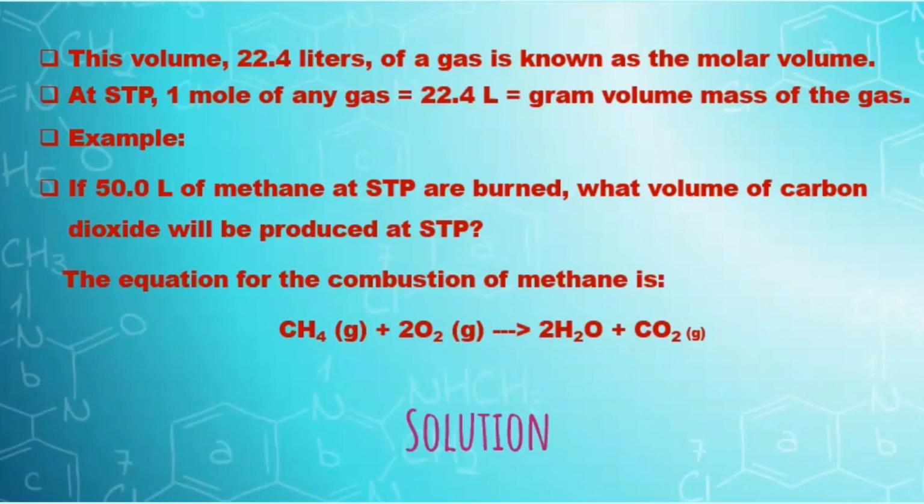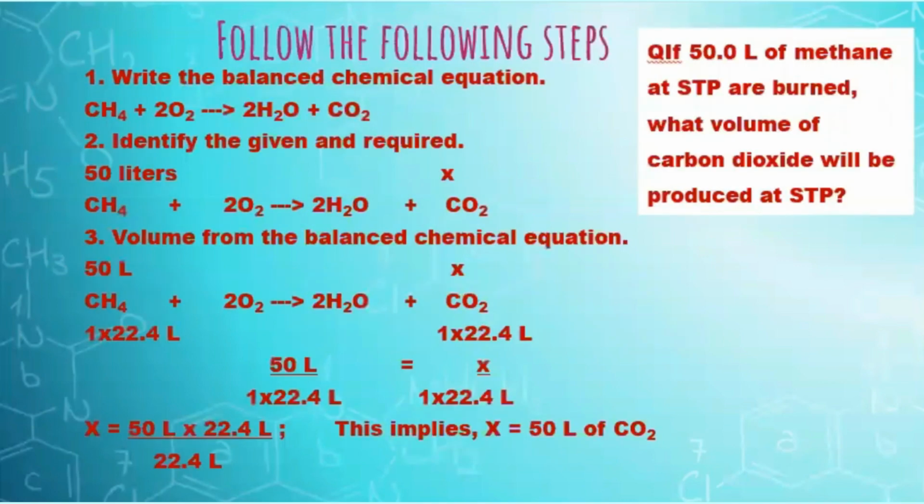For example, if 50 liters of methane at standard temperature and pressure are burned, what volume of carbon dioxide will be produced at standard temperature and pressure? The equation for the combustion of methane is CH4 reacted with 2O2 to produce 2H2O plus CO2. Solution. Students will follow these steps. First, write the balanced chemical equation. CH4 burned with oxygen gives H2O plus carbon dioxide, balanced as CH4 plus 2O2 gives 2H2O plus CO2.